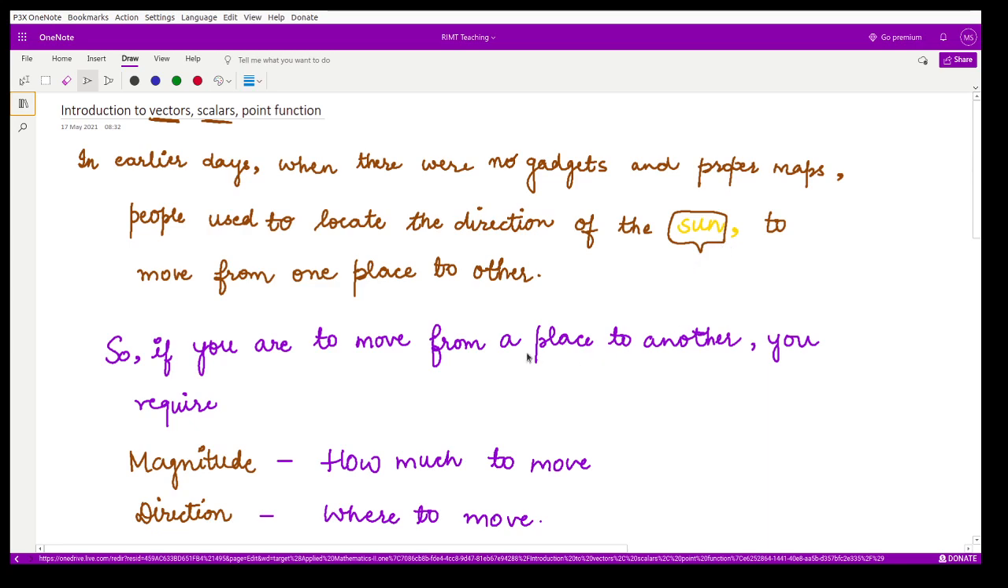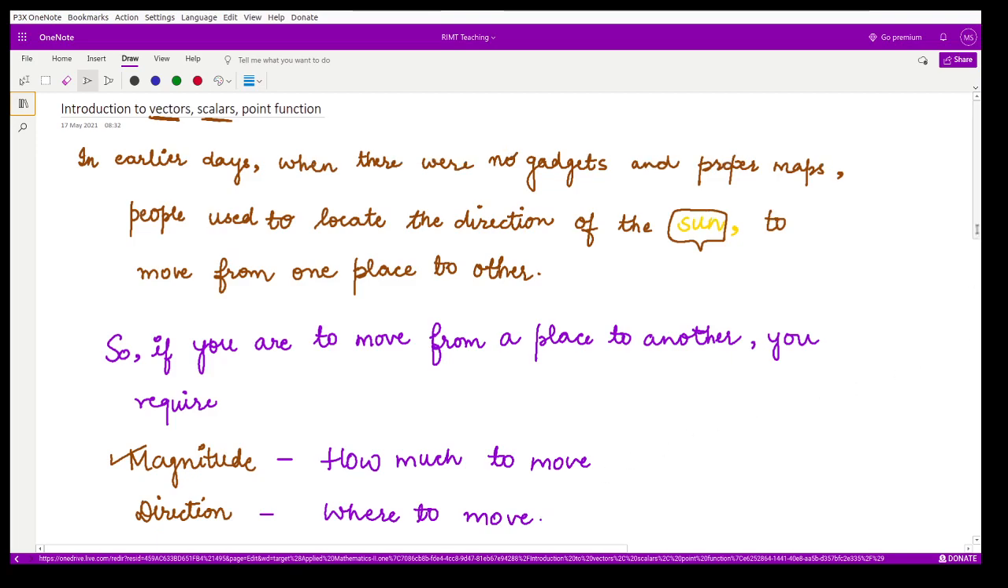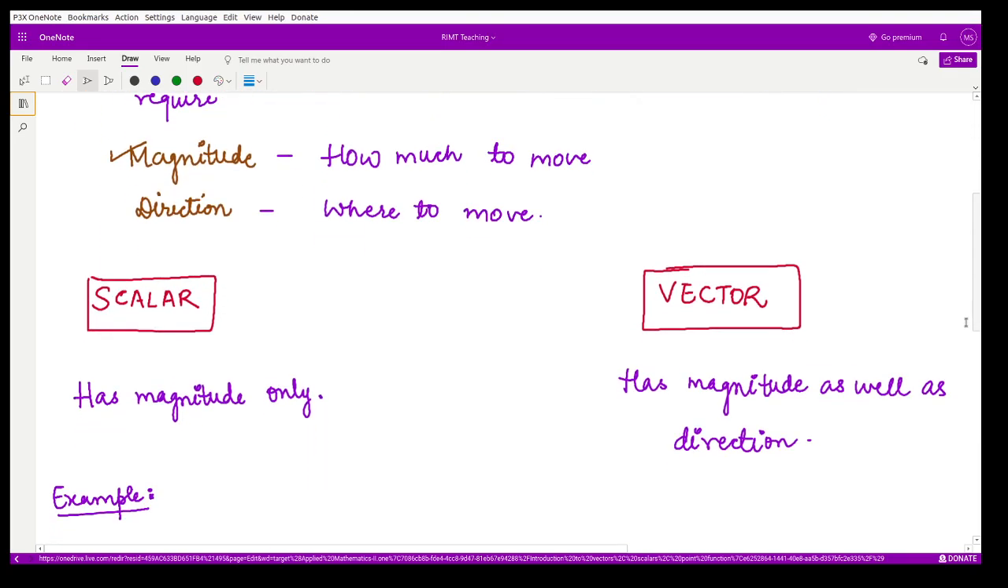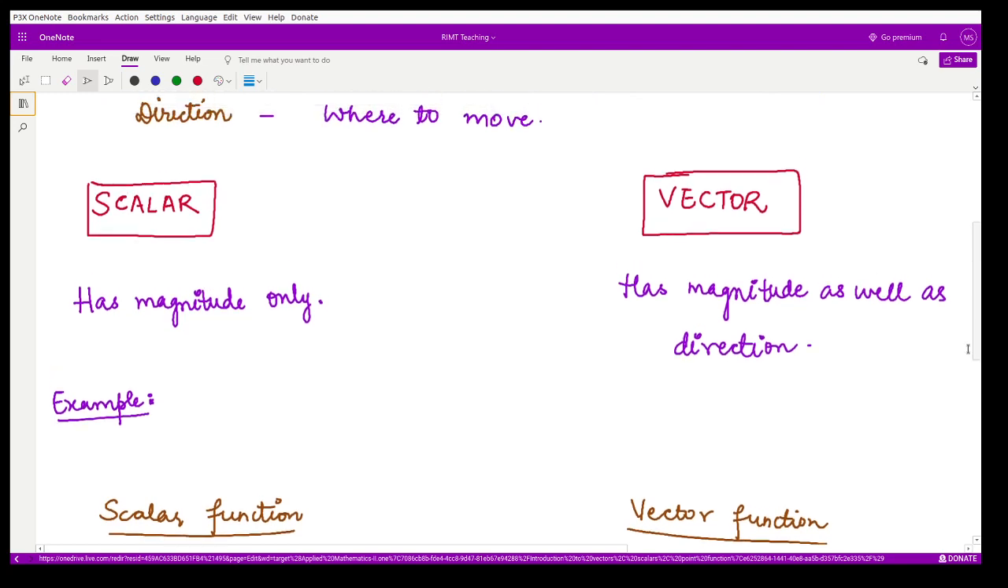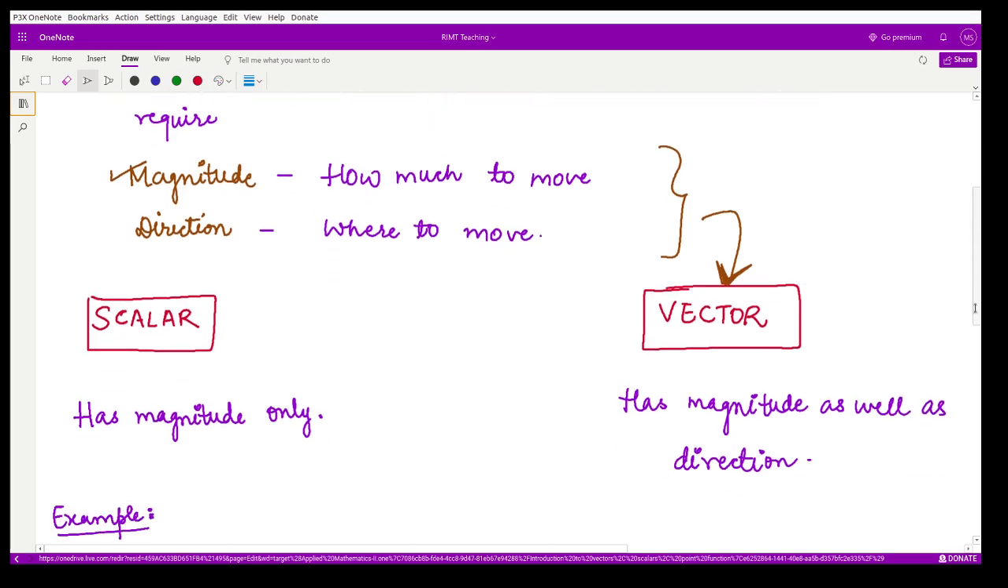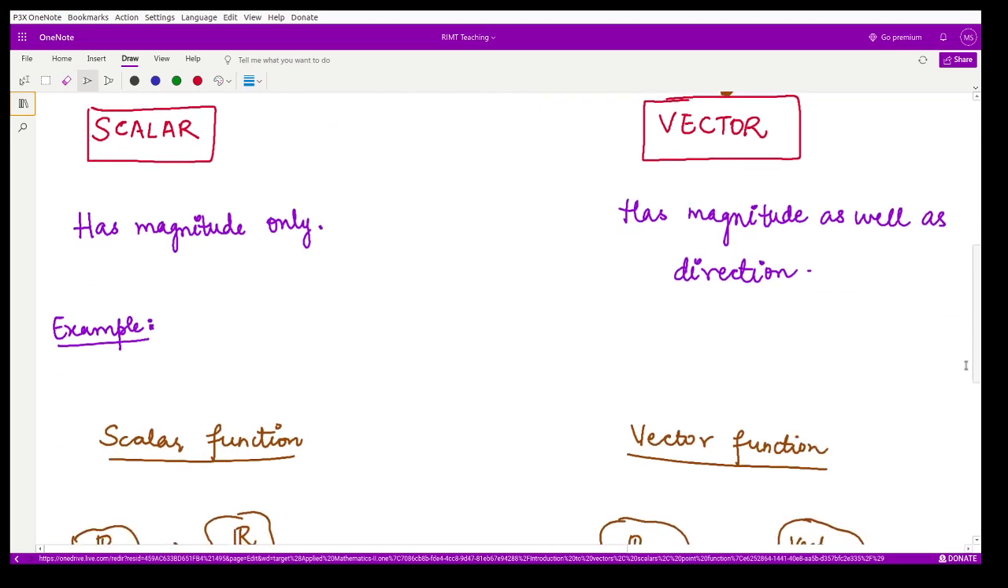So if you are to move from one place to another, what do you require? You require two things: how much you want to move and where you want to move. The first quantity defines the magnitude and the second defines the direction. By the need of these two quantities, magnitude as well as direction, the existence of vectors came into light, right? So a vector is a quantity which has magnitude as well as direction.